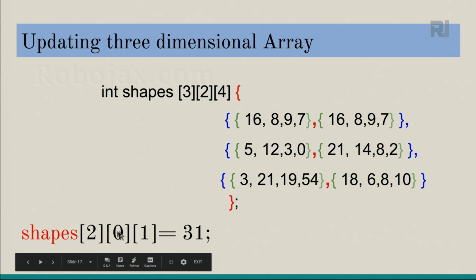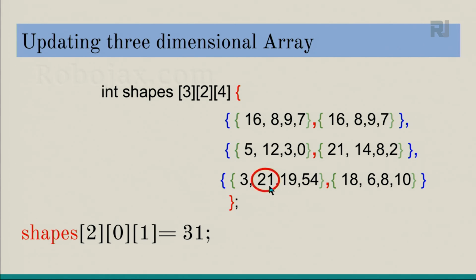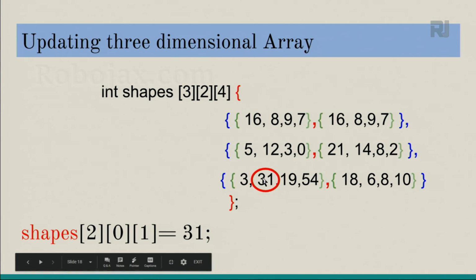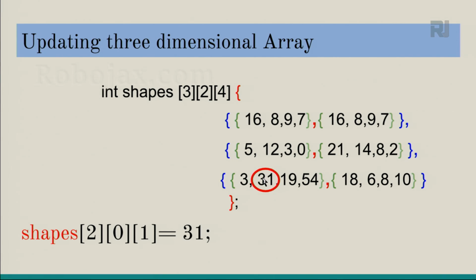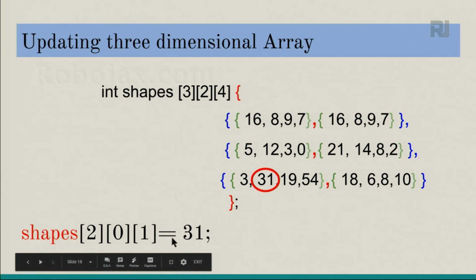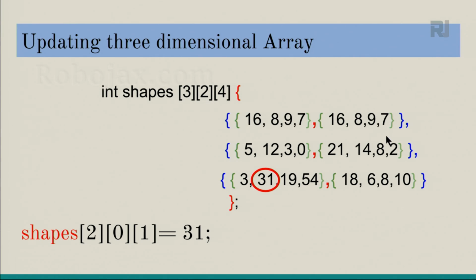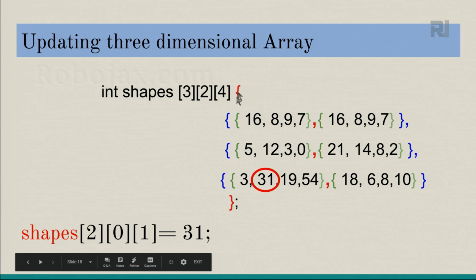Or if we have 2, 0, 1, so row 0, row 1, row 2, and then column 0, which refers to these columns, and then 1 means 0, 1, so it will be 21. And now 21 will be replaced with 31. So this is exactly as an assignment. 31 is assigned to this value. If you define array 3, 4, 0 and leave it empty, this is how you will fill it up.